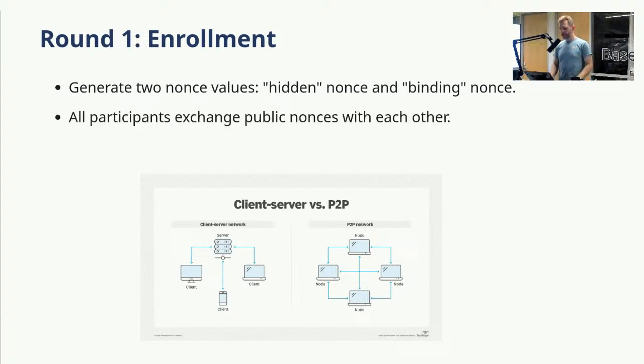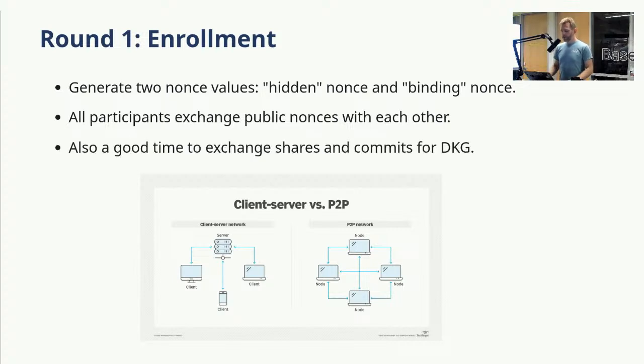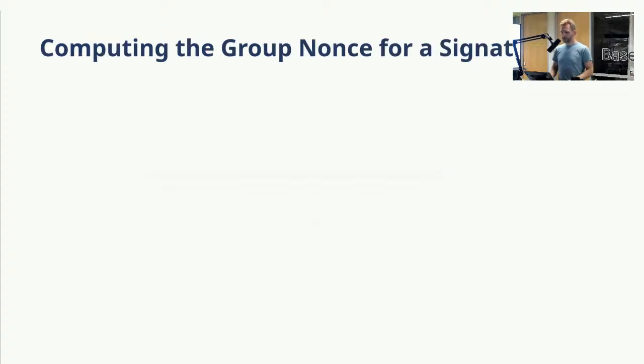But all you really have to do is just get everybody to trade these nonce values with each other, so everybody knows the information that everybody else is contributing to this round. This is also a good time to exchange stuff for the DKG. So the nonces are setting up the signing, but if you're already hitting everybody else up and talking to them anyway, now's a good time to also set up the group secret and all that other stuff that you need to do for the DKG. So that's round one. Round one is the most chatty part of the FROST protocol because everybody has to talk to everybody in one form or another.